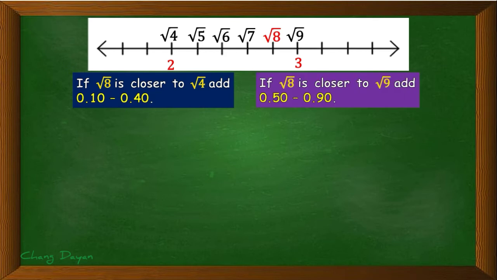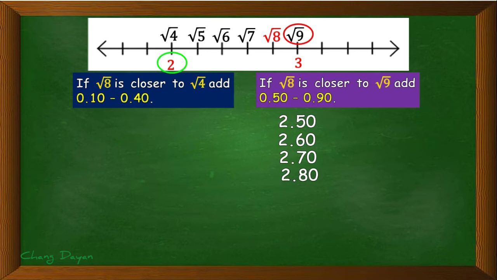At kapag mas malapit ang square root of 8 kay square root of 9, mag-a-add naman tayo ng 0.50 to 0.90 sa ating lower perfect square number na 2. So, mas malapit, obviously naman, ang square root of 8 kay square root of 9. So, mag-a-add tayo sa 2 ng 0.50 to 0.9. So, we have 2.5, 2.60, 2.70, 2.80, at 2.90.